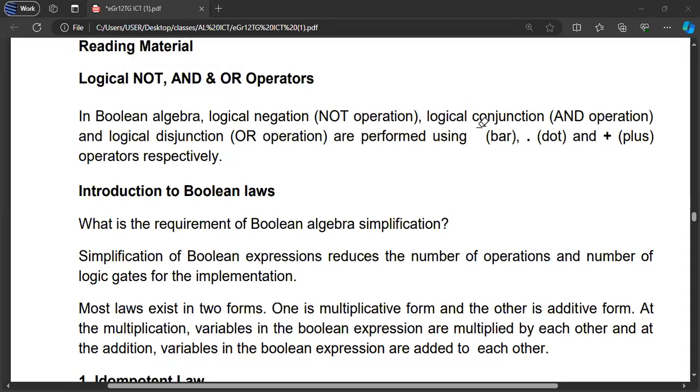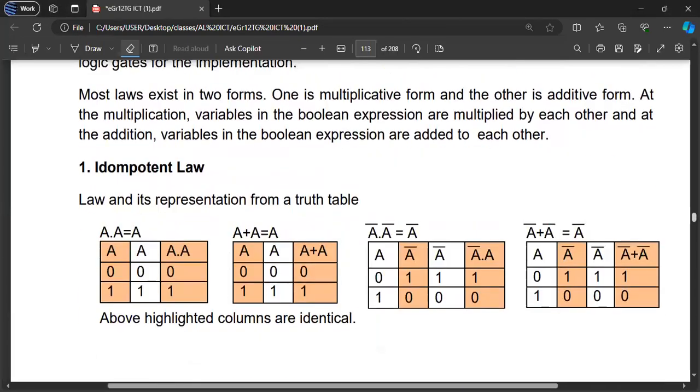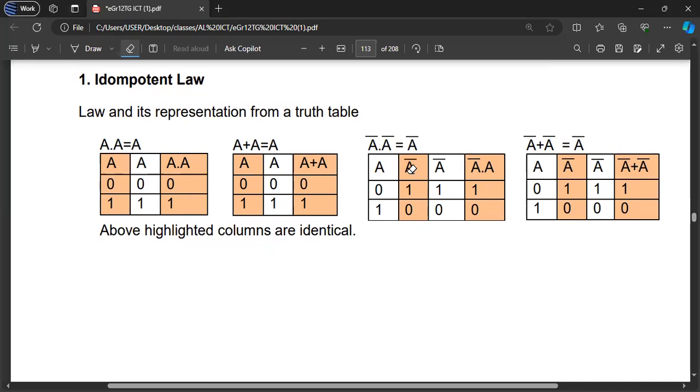All right, okay, so today we are going to discuss the Boolean laws, right? When it comes to the Boolean laws, first we have the idempotent law. So here, what does it mean?